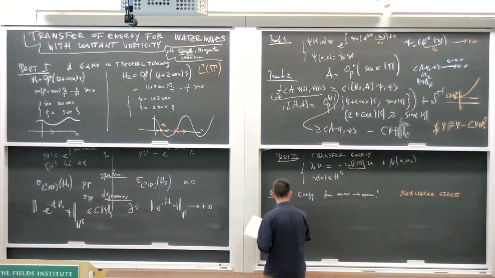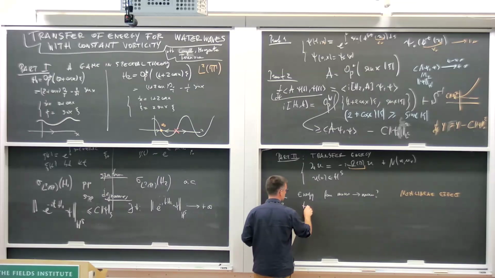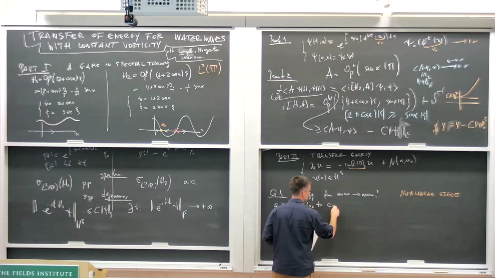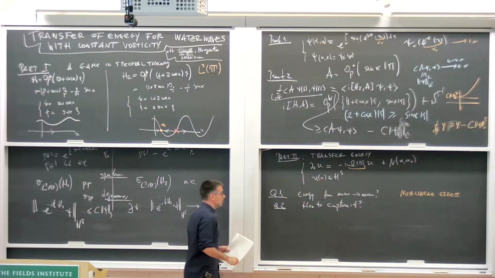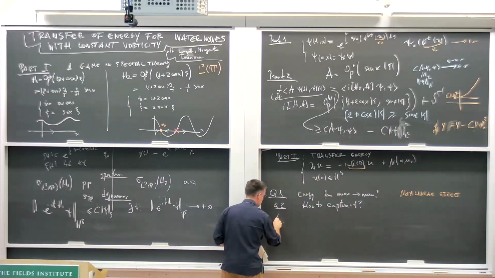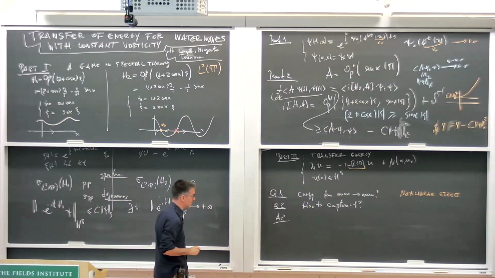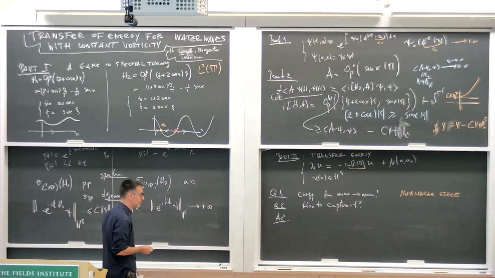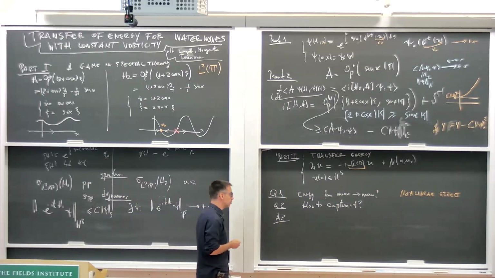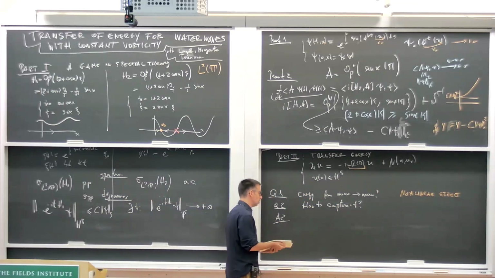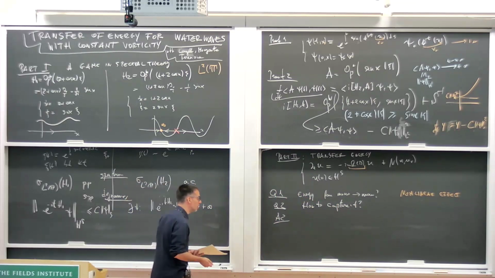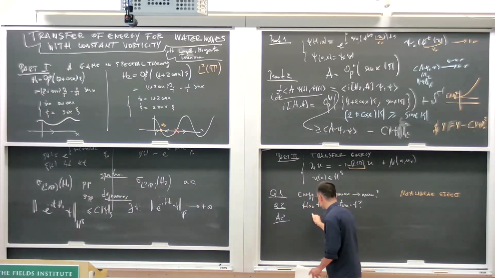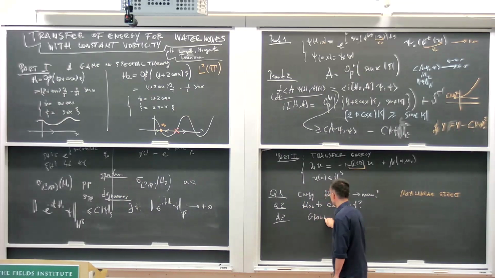Question 2. Well, if it happens, how to capture it? Well, let me give you immediately the answer to 2. So answer 2, well, there are different ways to capture this transfer of energy, but one of the most efficient ways is to study the problem of growth of Sobolev norms. Growth of Sobolev norms.